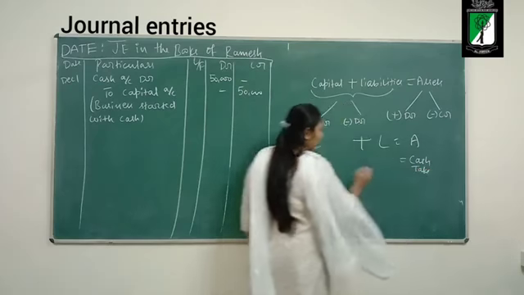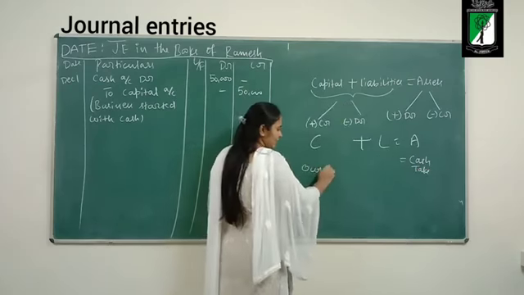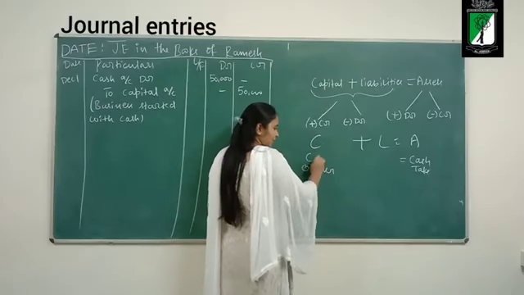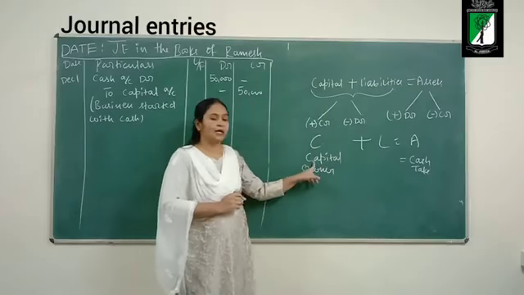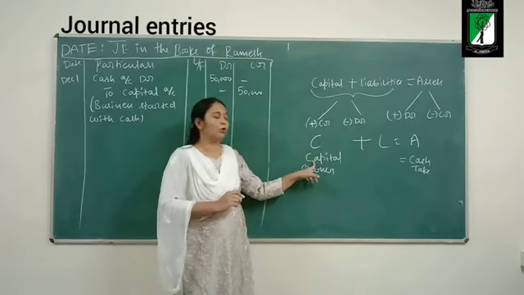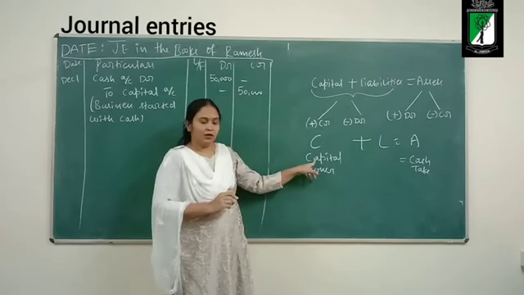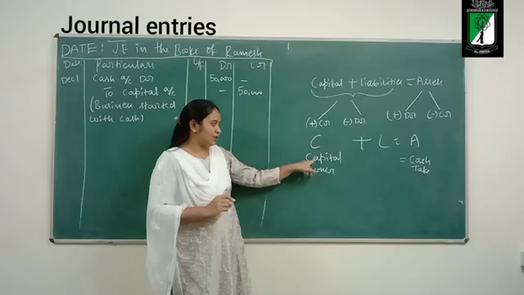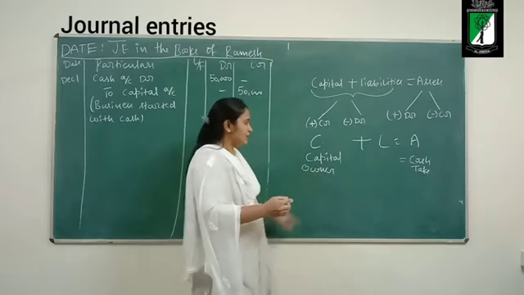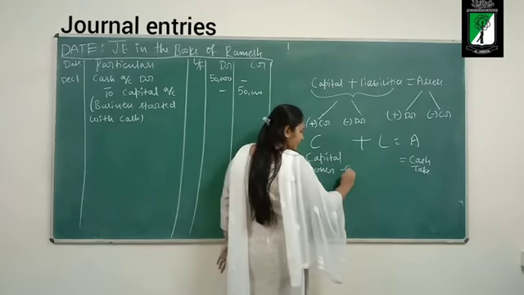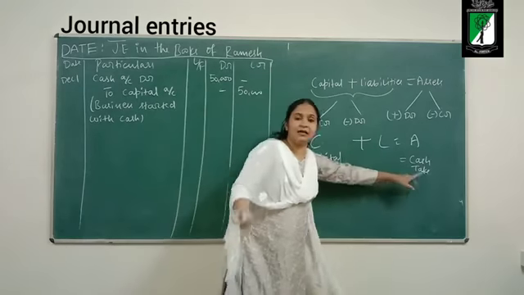And who is giving this cash to the business? Owner. Whatever money the owner introduces in the business, it is called as what? Capital. Owner is introducing capital into the business. Now here, see, this is the give aspect. Owner is giving what? Capital. Cash is the take aspect.